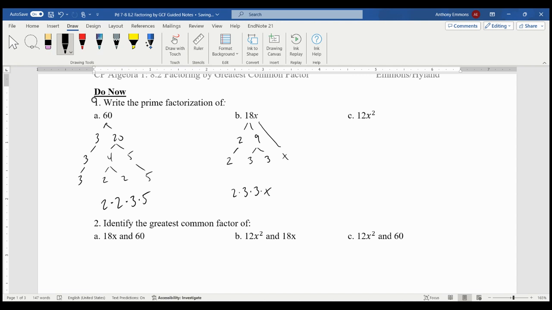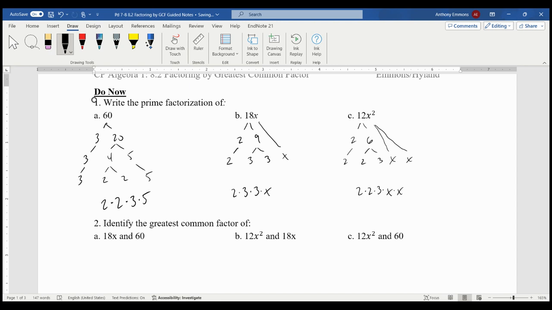And looking at 12x squared, again, 12, same way. 2 times 6, 2 times 3. And then the x squared, we're going to break that down into x times x, making the prime factorization 2 times 2 times 3 times x times x.